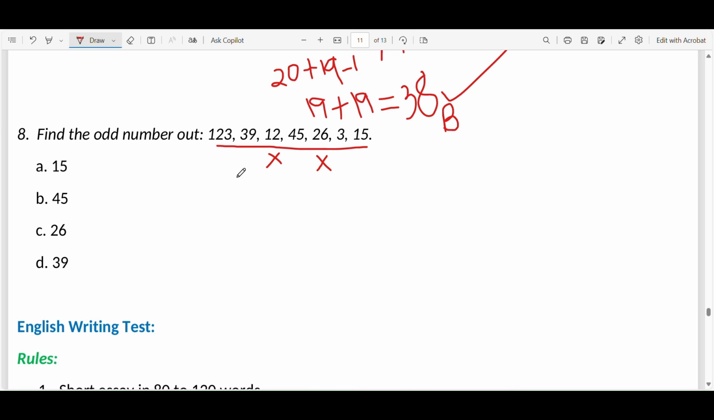So when you see another one, see, this is divisible by 3. So this is not correct. Let me erase this and check another one. 123 is divisible by 3. 39 is divisible by 3. 12 is divisible and 45 is divisible, and this one is not divisible by 3, and 3 is divisible and 15 is also divisible by 3. So the odd number here is 26. So finally 26 is the answer for this particular question.